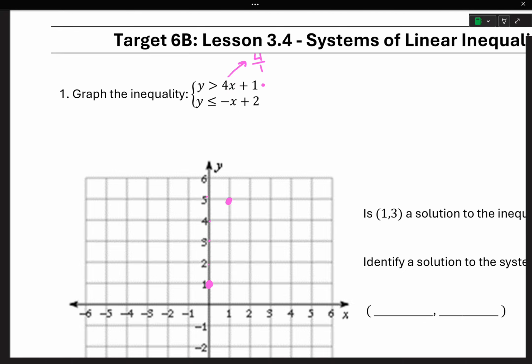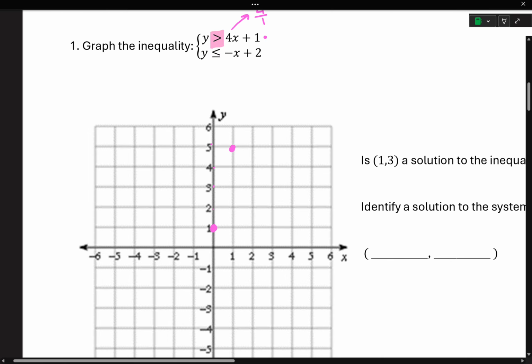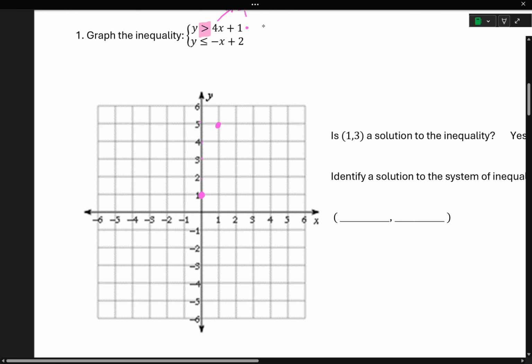Next, I'm going to decide what kind of line I am going to have, solid or dashed. Look at the symbol. Am I going to have a solid or dashed line? Since my symbol does not have a line underneath it, we're going to have a dashed line.